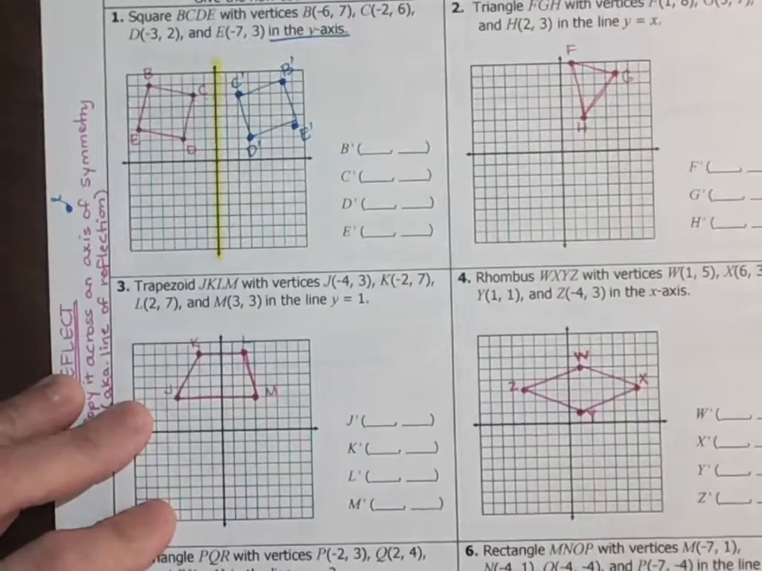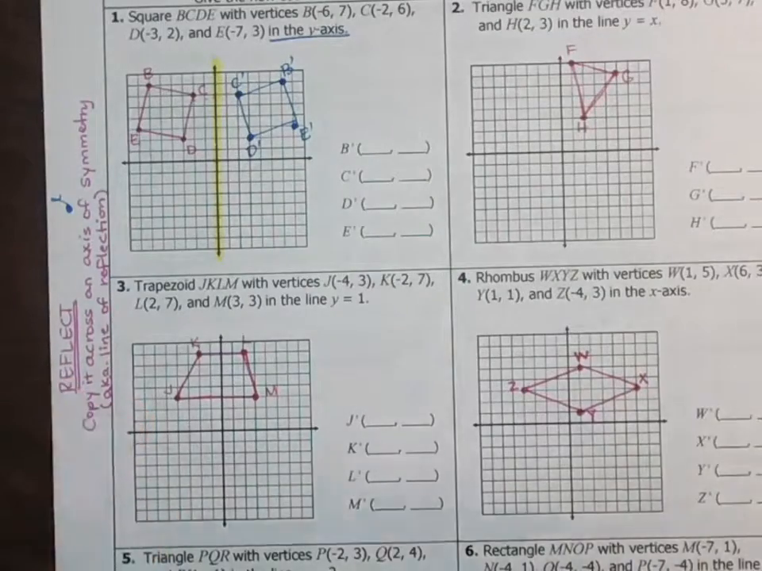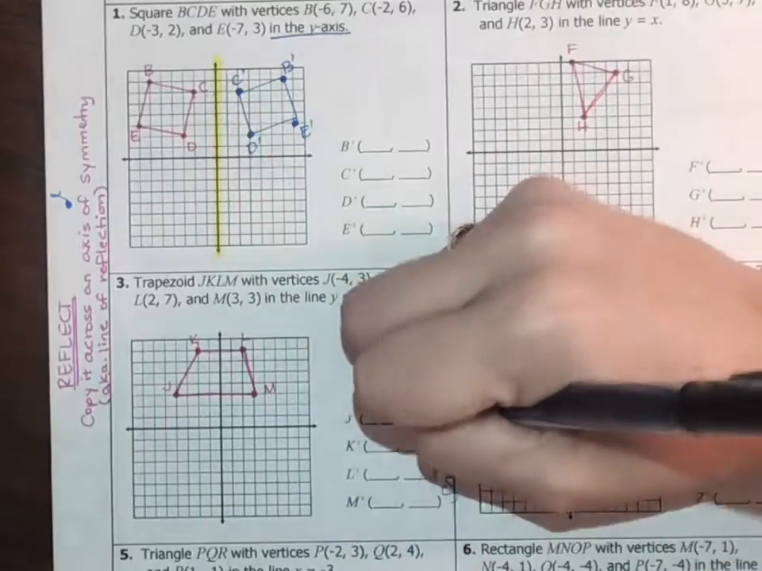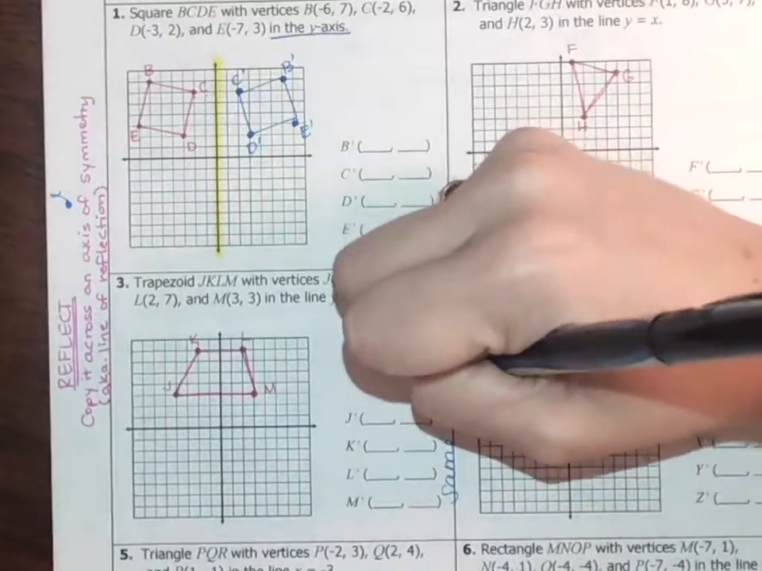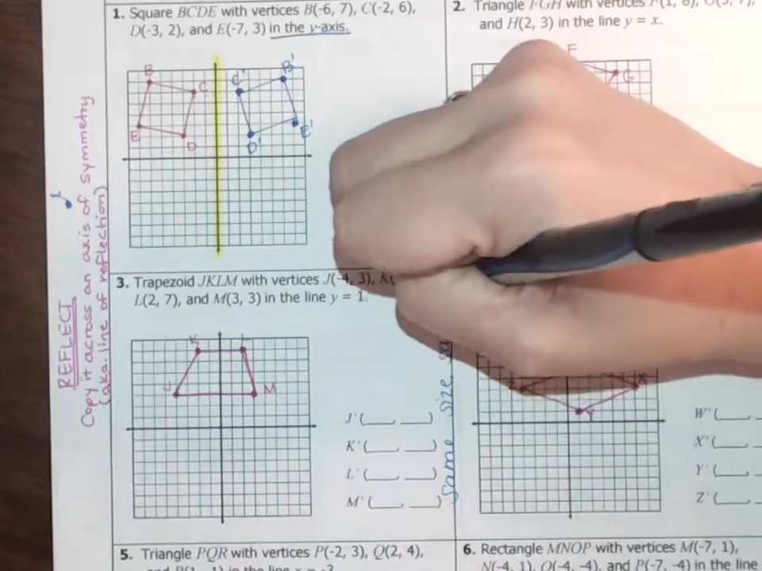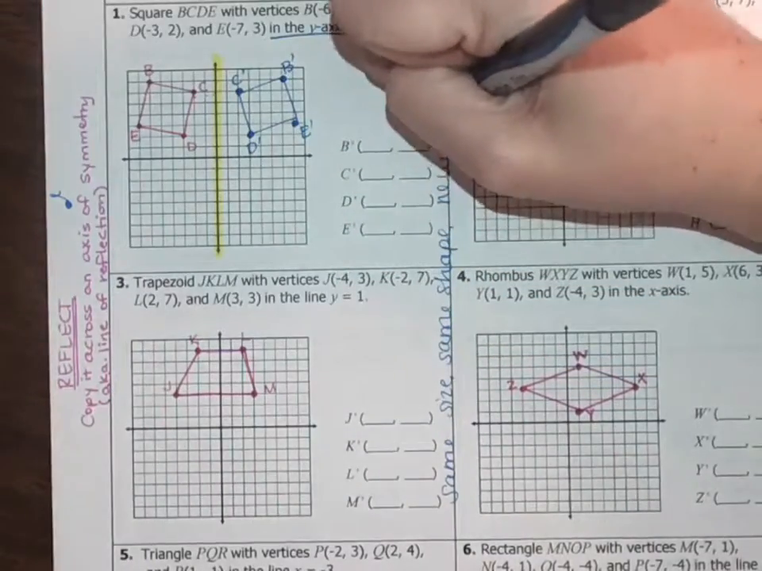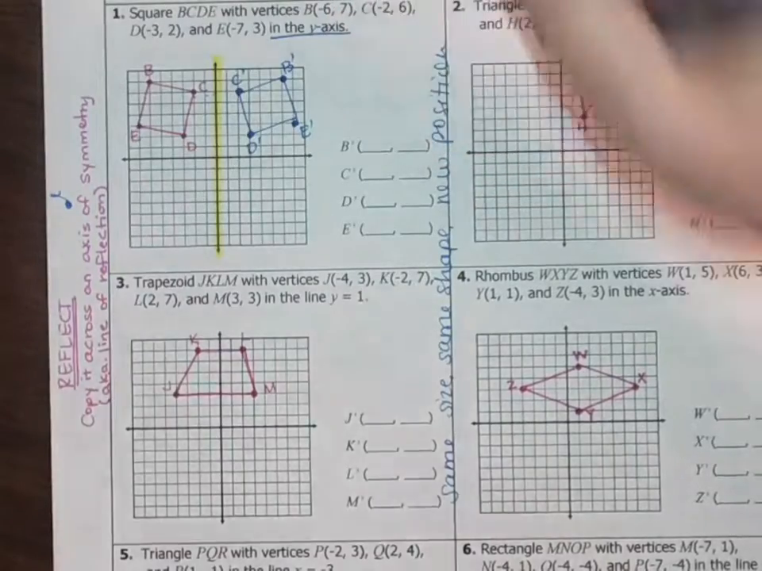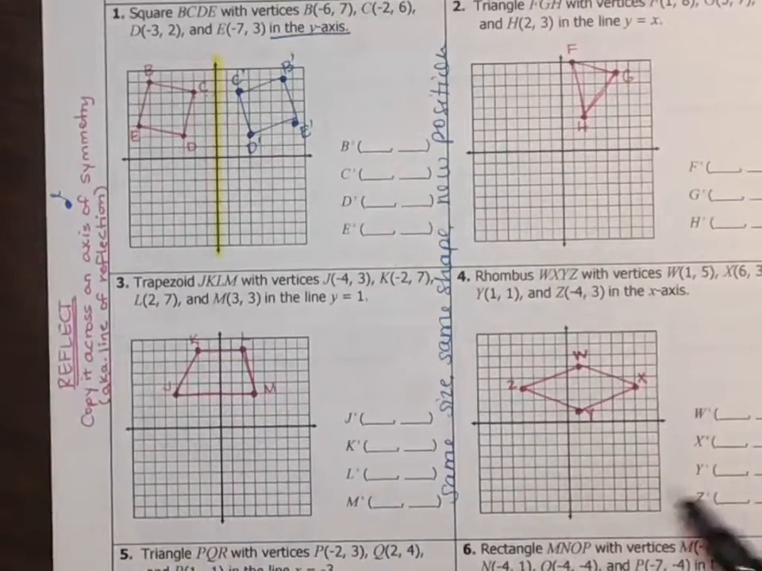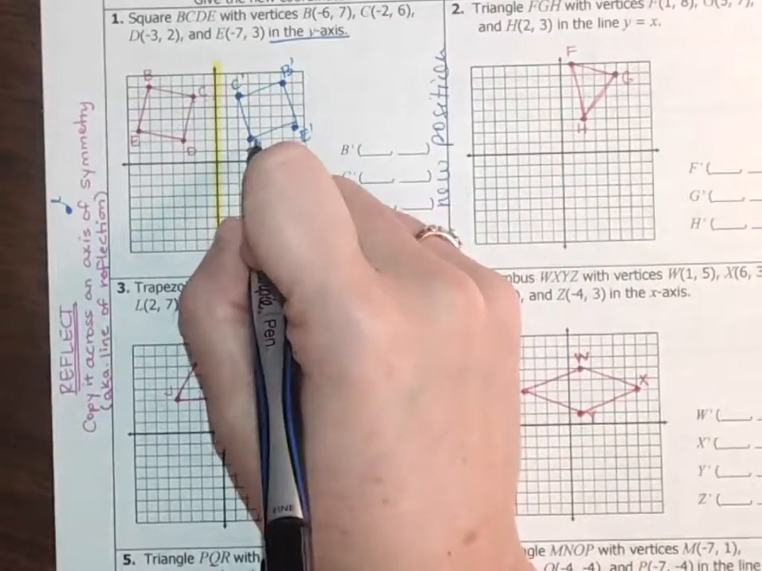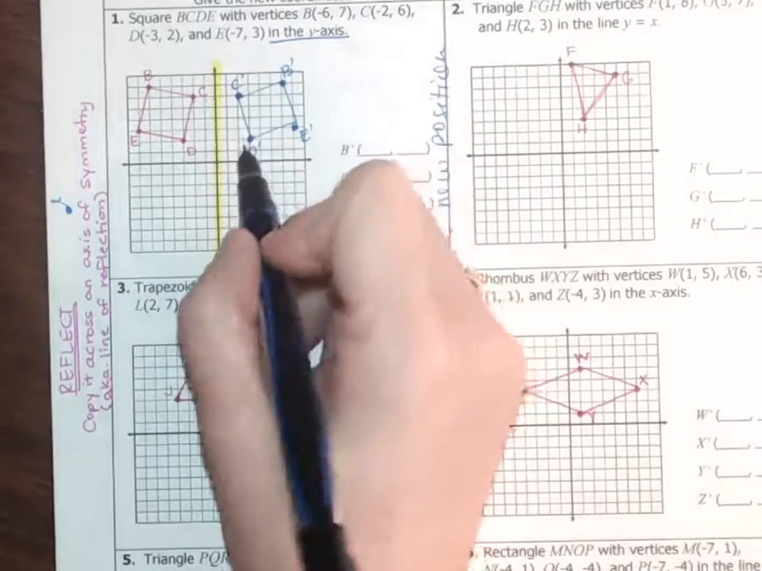All right. Here's my shape. Again, because this is a rigid transformation, we're looking for same size, same shape, new position. Same size, same shape, new position. Okay? Let's take a look and see what our coordinate points are for our new prime figure, or our image.